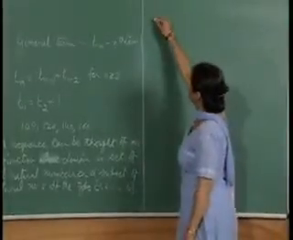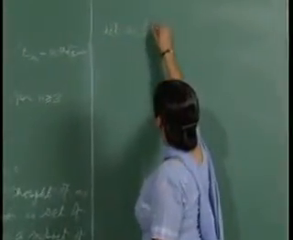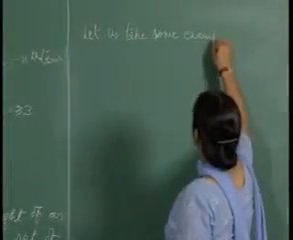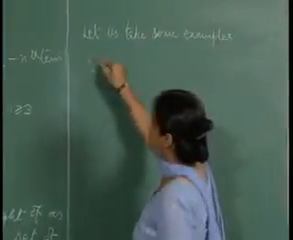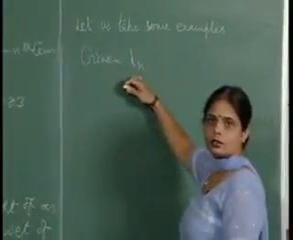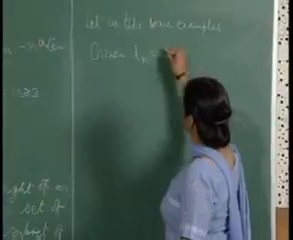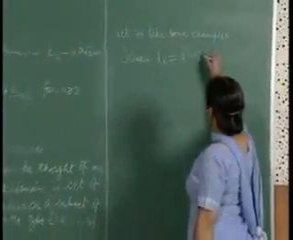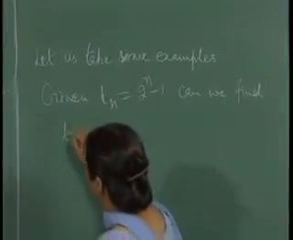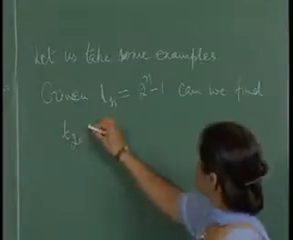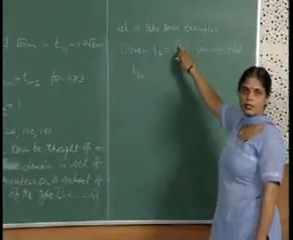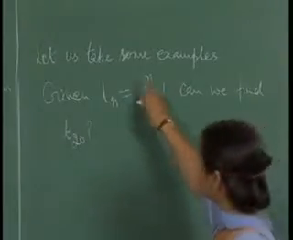Now let us take up some examples. Given Tn, let's try to find out the first few terms. Say Tn is 2 raised to power n minus 1. Can we find T20? This is simple because we simply have to substitute n is equal to 20 in this explicit formula and we will get the 20th term.